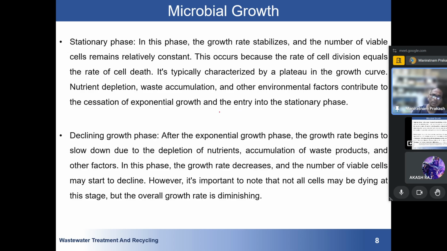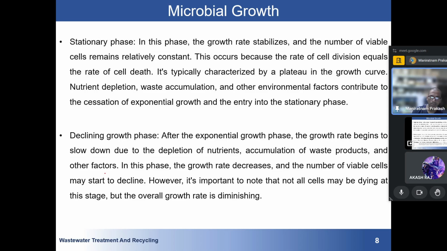Okay, now we have the declining growth phase. After the exponential growth phase, the growth rate begins to slow down due to depletion of nutrition, meaning the food which was there has finished. Then there is the accumulation of waste, a huge amount of waste, because all the microbes are dying, so a huge amount of waste has also been generated.